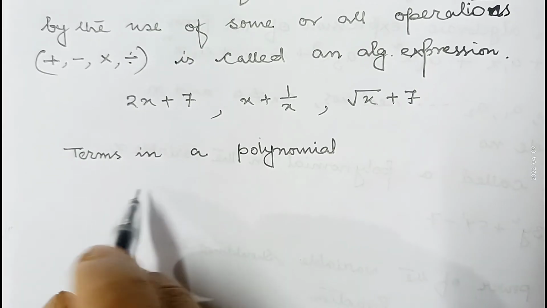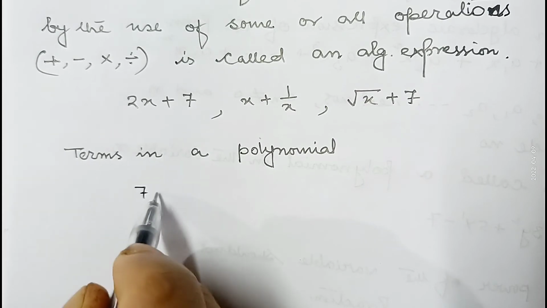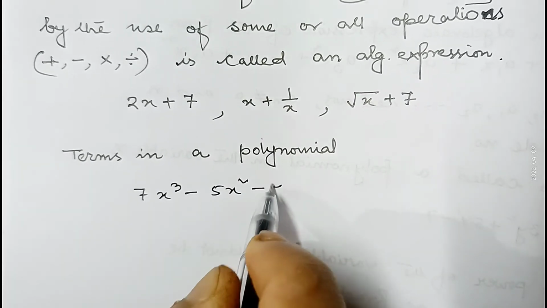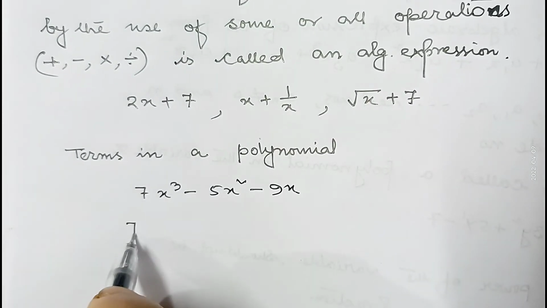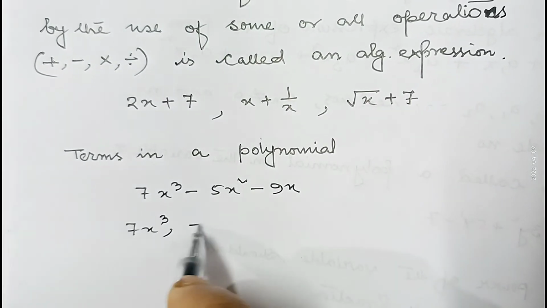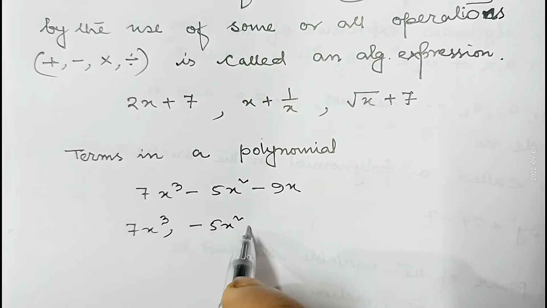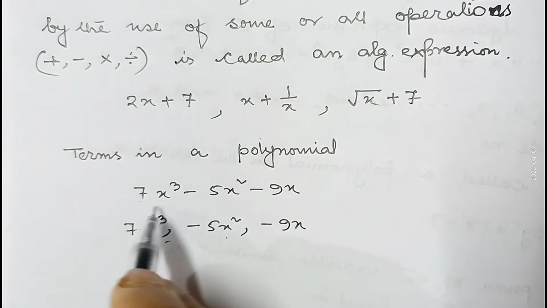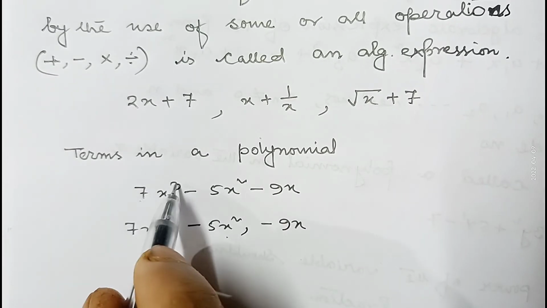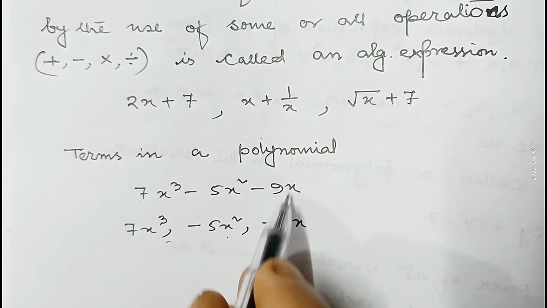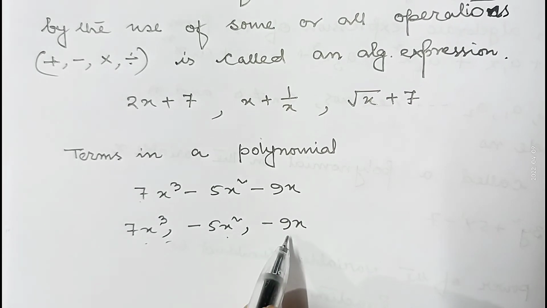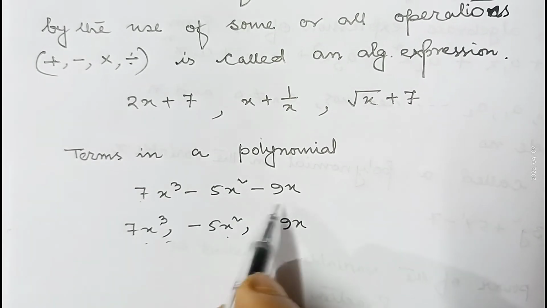What are terms in a polynomial? If I write a polynomial like 7x cubed minus 5x squared minus 9x, here 7x cubed, minus 5x squared, minus 9x, these are called terms of this polynomial. In this polynomial, this is one term, this is the second term, and this is the third term. So 7x cubed, minus 5x squared, minus 9x are the terms of this polynomial.